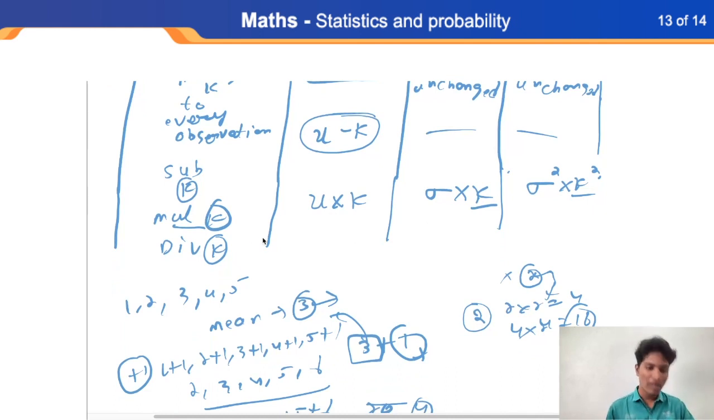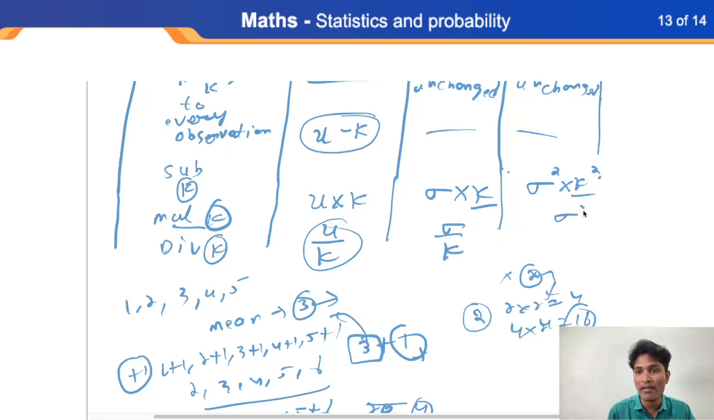And what about division? For division, the mean will be divided by k, the standard deviation will be divided by k, but the variance will be divided by k square. This is the variance, we have to divide with k square.